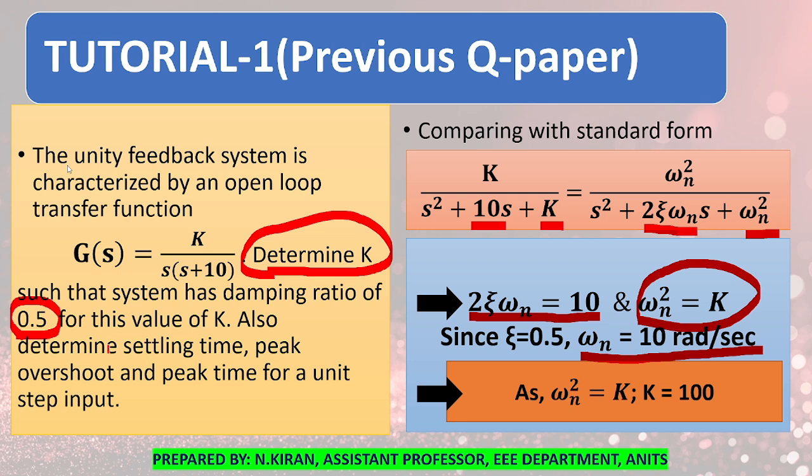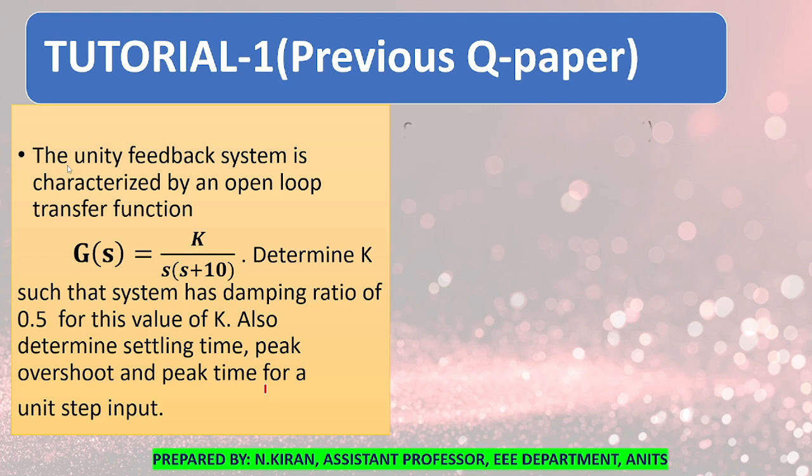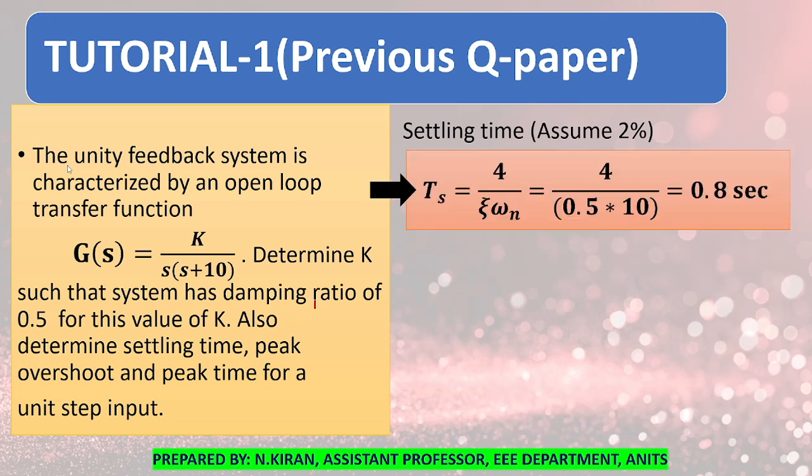The second part, we need to find the value of settling time, peak overshoot and peak time. We already discussed the expressions for all these time domain specifications. So settling time, assuming 2%, ts is 4 / (ζωn). Zeta value is given as 0.5, ωn we have obtained as 10. That will give me the value of settling time as 0.8 seconds.